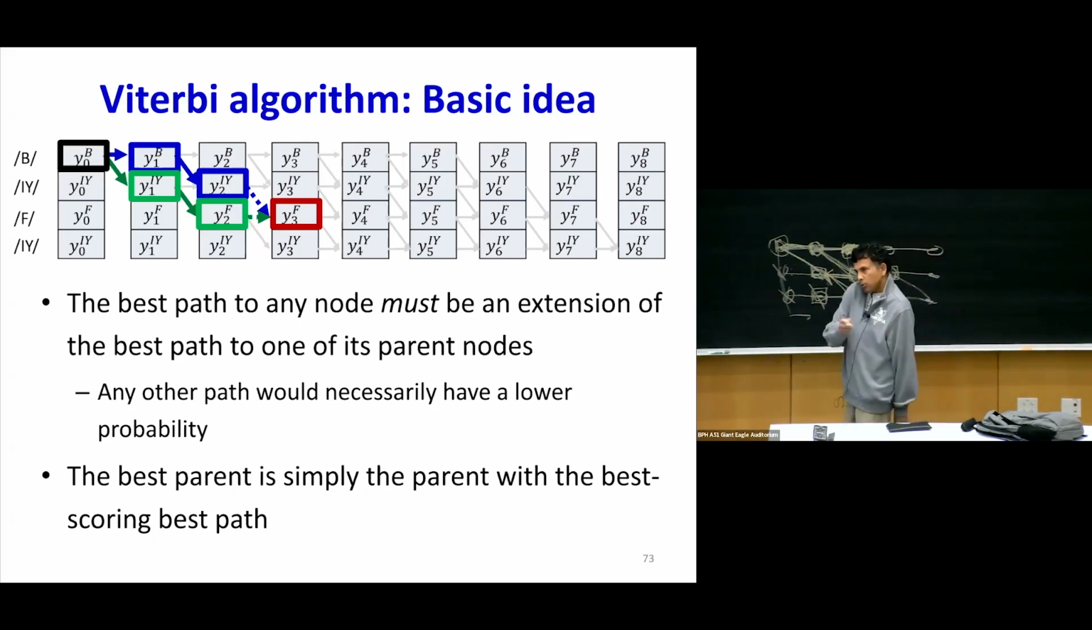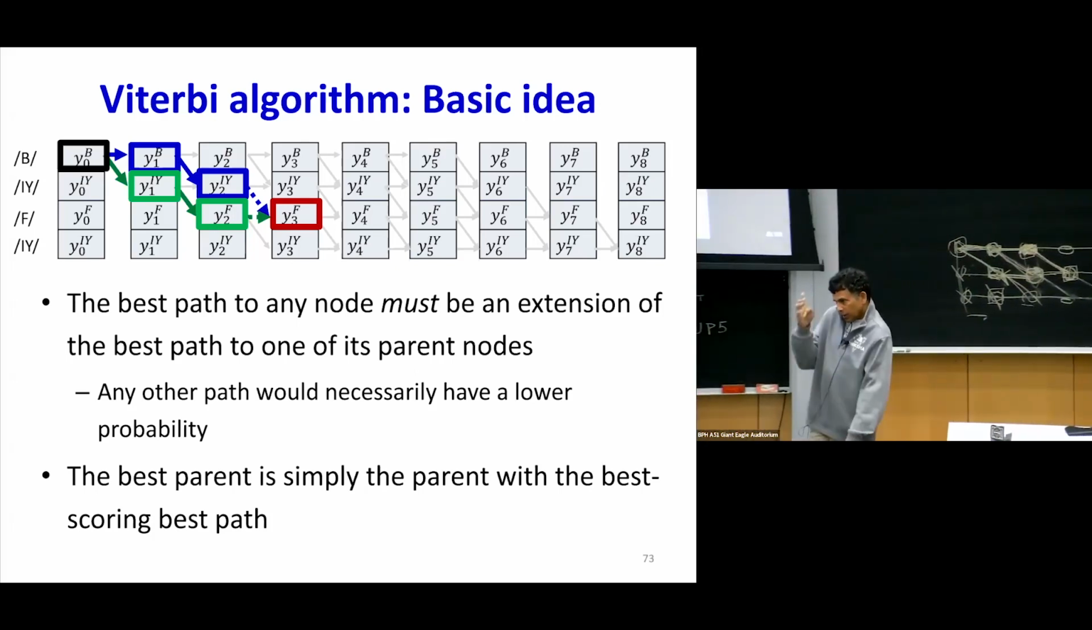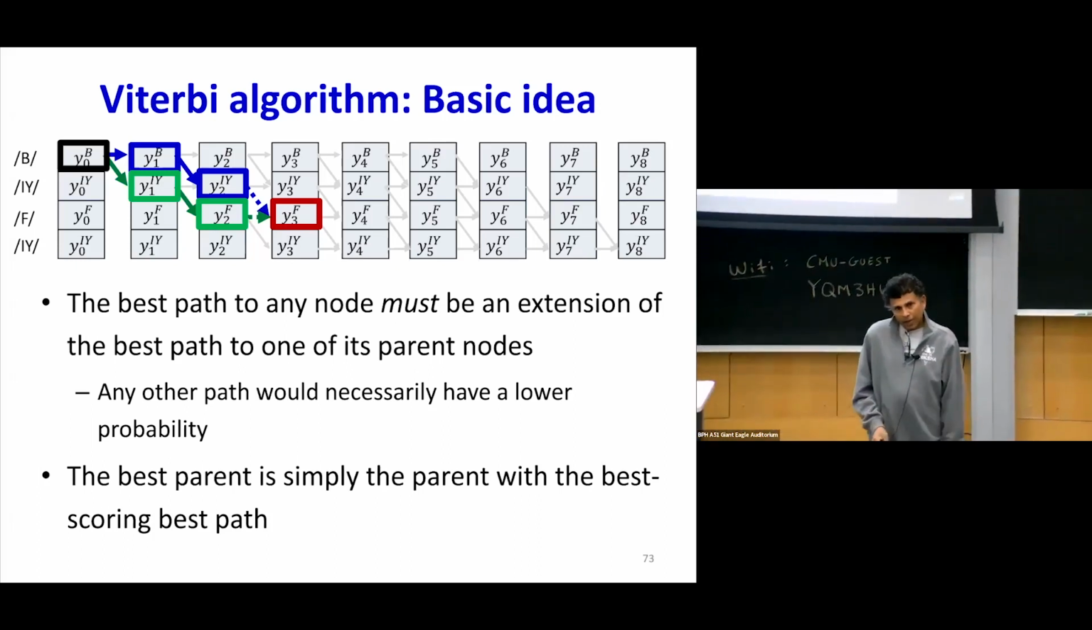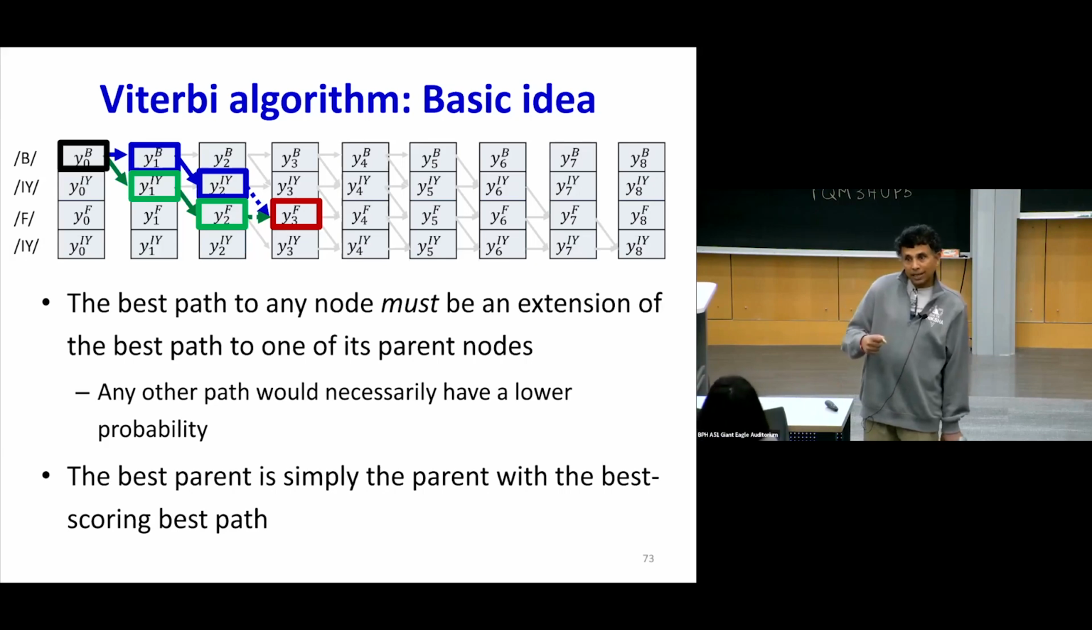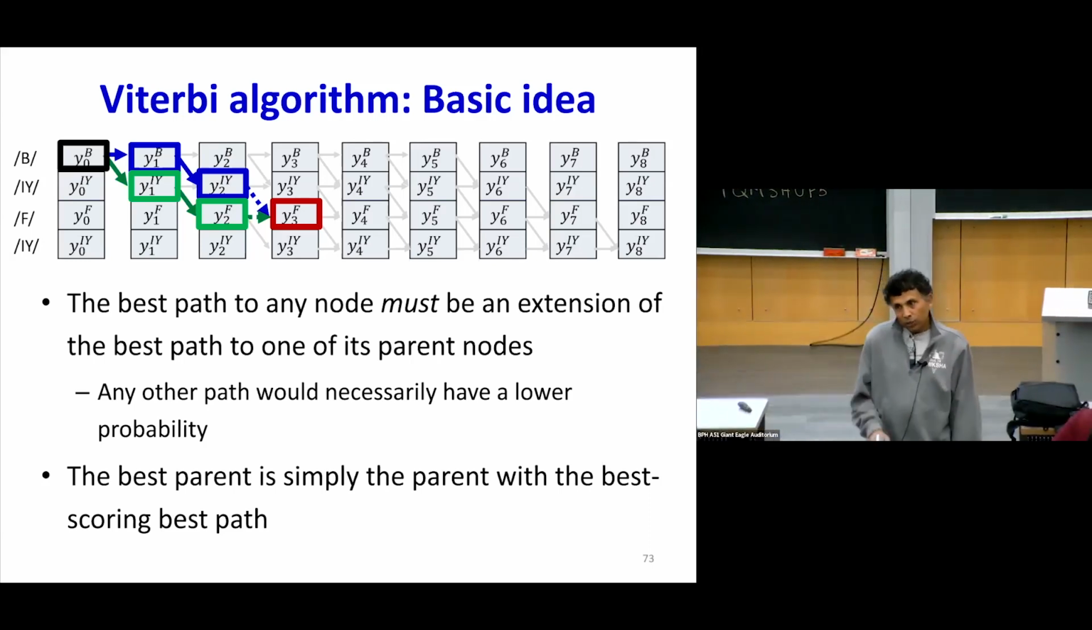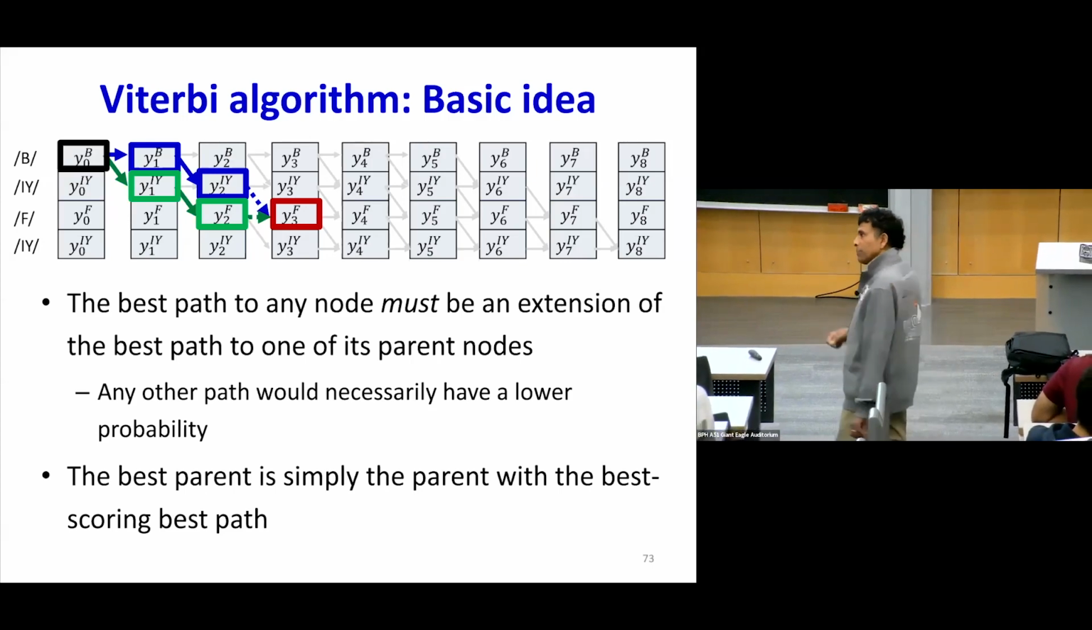So you can keep doing this going left to right, going down each column, and at each time, you very conveniently just find out who the best parent is. You don't have to go looking all the way back, right? Since you're guaranteed that your best path is going to go through your best parent.